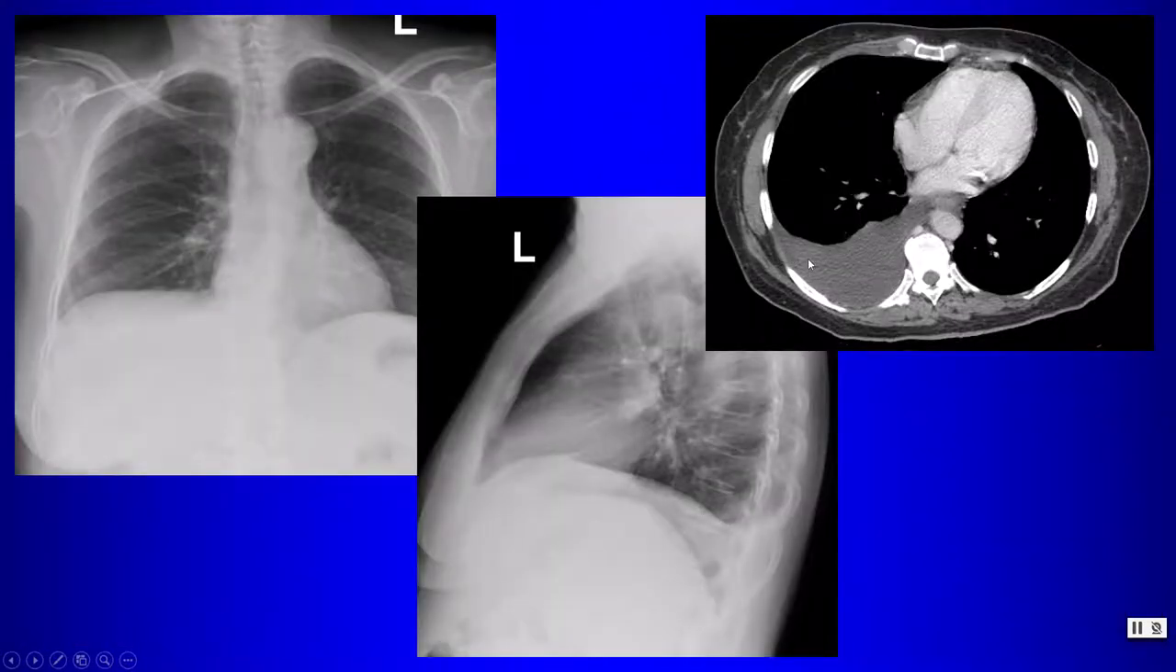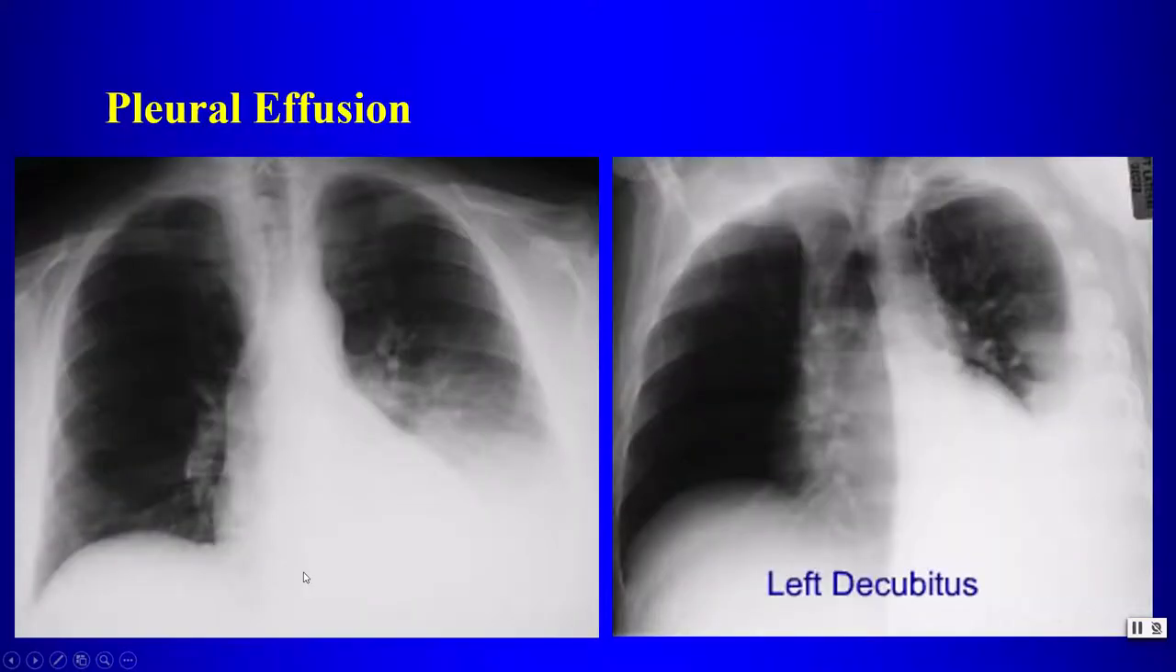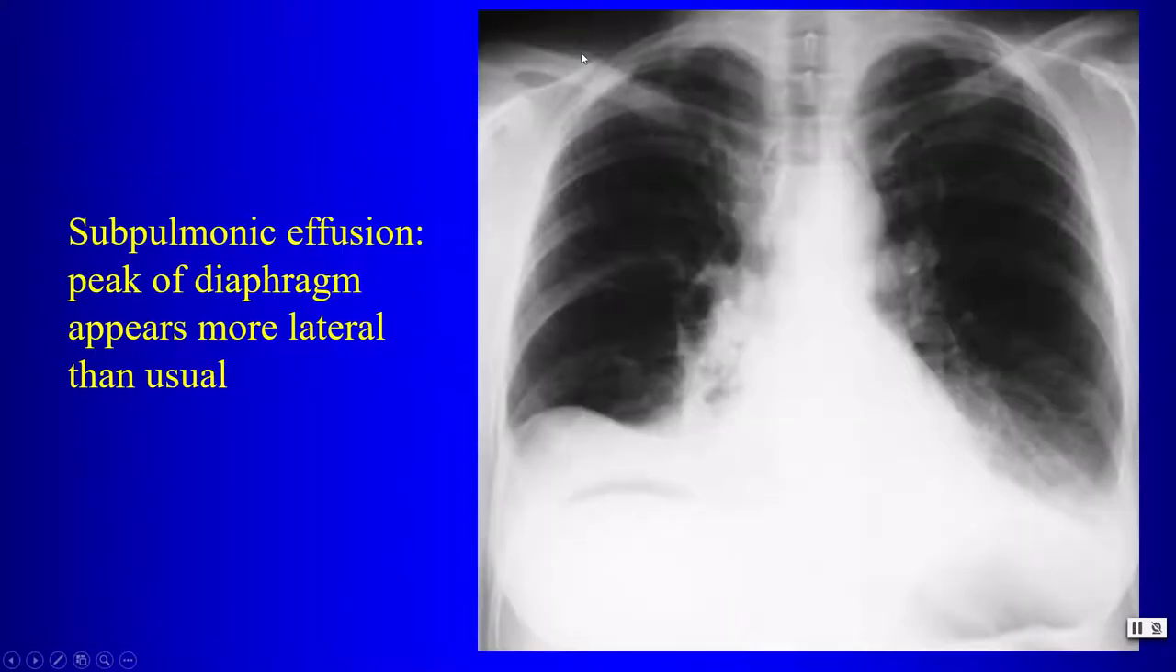Here the effusion is confirmed on the CT scan. Another way, of course, we can demonstrate a pleural effusion is with a lateral decubitus view, as demonstrated here. The blackness of the lung should go out to the edge of the ribs. But if we have a free-flowing pleural effusion and we place the patient in the decubitus position with that side down, we can see the fluid layering against the chest wall.